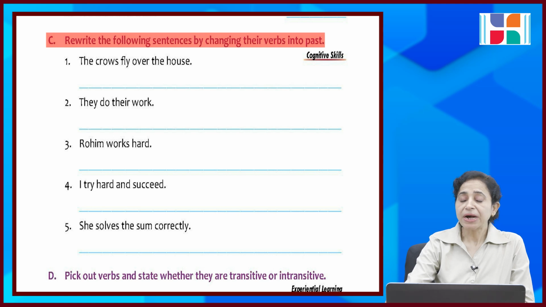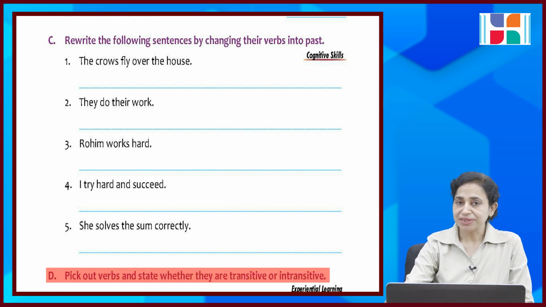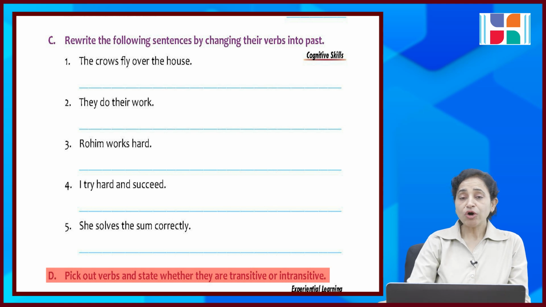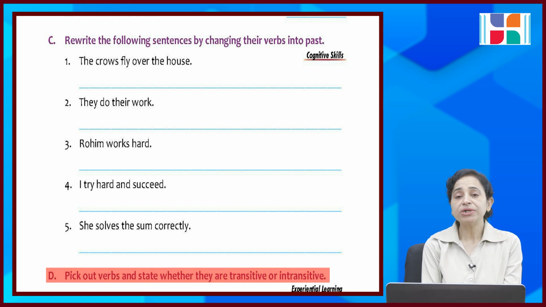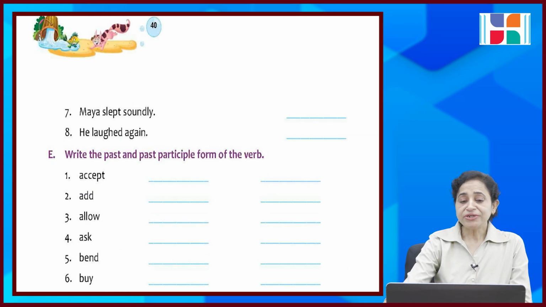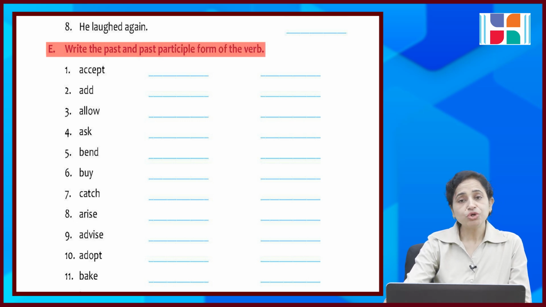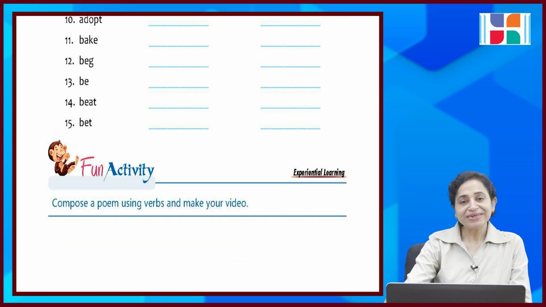Then you have in C part: rewrite the following sentences by changing their verbs into past. So आप इन verbs को past में change करेंगे as you have read, है ना, list of verbs. Okay. Then you have D part: pick out the verbs and state whether they are transitive or intransitive. अब इनमें जो आपने पढ़ा है, transitive है जहाँ object की ज़रूरत है और intransitive में object की ज़रूरत नहीं है, तो आप accordingly mention करेंगे which one is transitive and which one is intransitive, right. Then you have to write the past and past participle form of the verb. You have already done these, so write here.